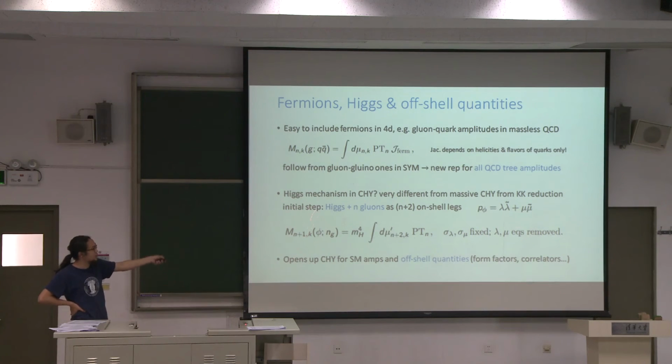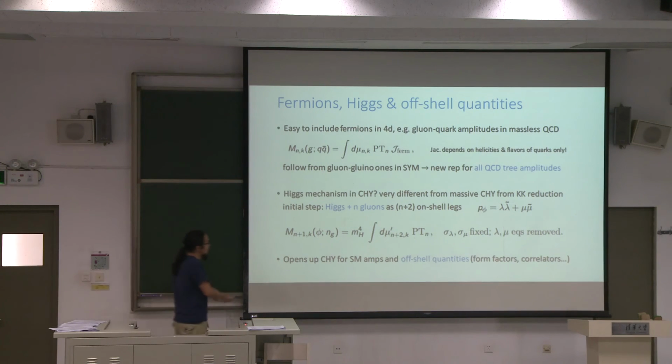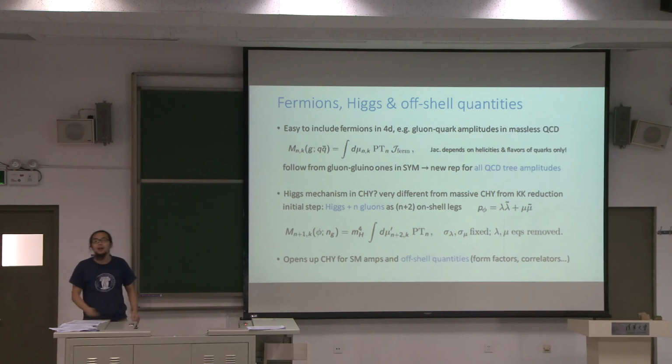And putting Higgs in is also very interesting because this is very different from the usual perspective of viewing the massive particle as coming from higher dimension. This is a Higgs mechanism. So you view the massive momentum of the Higgs as the sum of two massless on-shell momenta. And then you write down a formula that expresses your n gluon and 1 Higgs amplitude in terms of an n+2 puncture integral on the Riemann sphere. And the integrand is simply a Parke-Taylor. So again, this is a very simple formula that gives you any tree amplitude with the Higgs and the gluons.